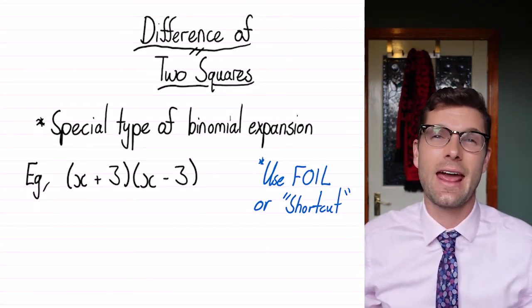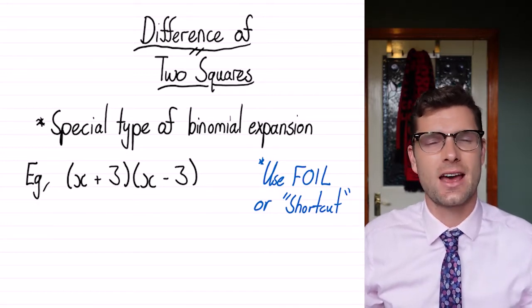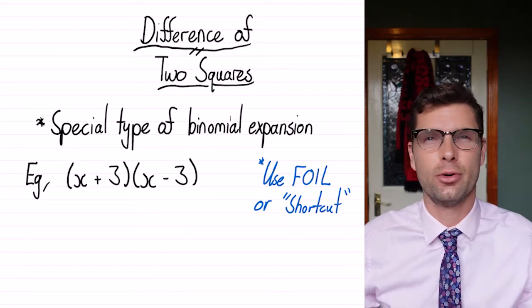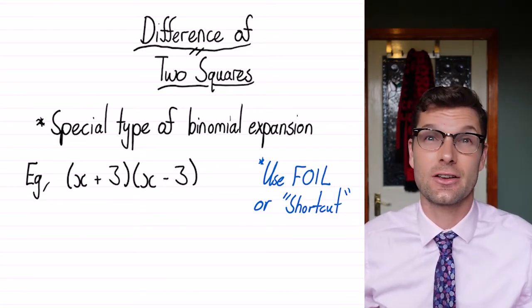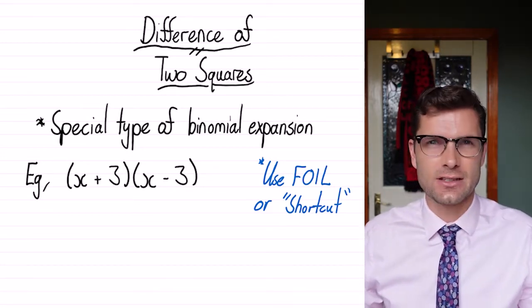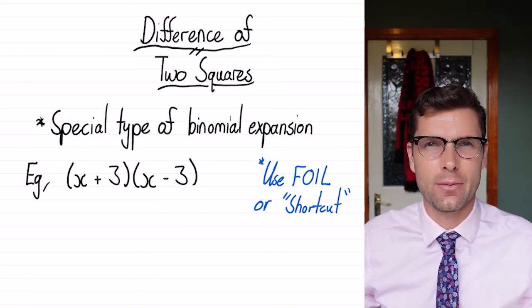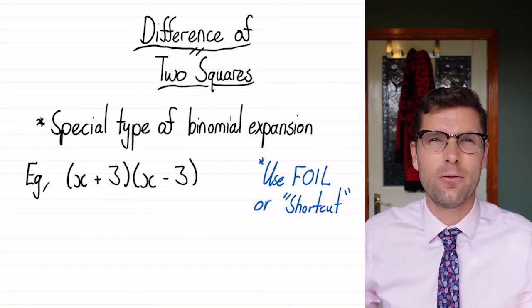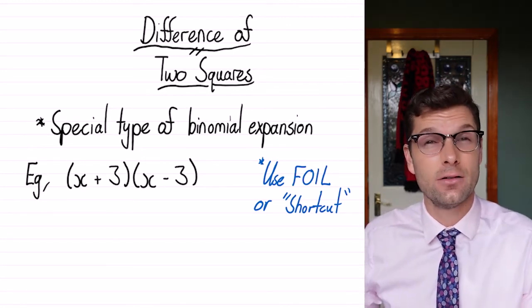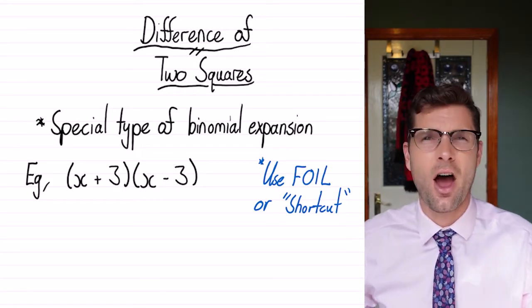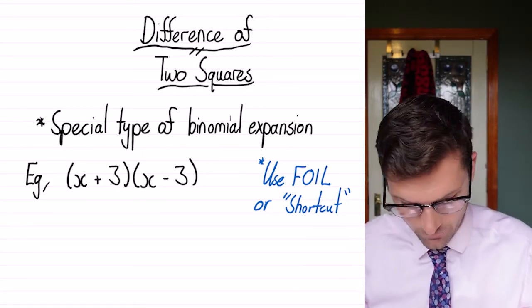Today we're going to be looking at the difference of two squares. So really this is just a special type of expanding a binomial product and the factorization that goes along with it. So we've got something like this. We've got (x + 3)(x - 3), both in brackets. And we can solve this quite easily using either FOIL, which we did a couple of lessons ago, or with the shortcut. I'm going to do it with FOIL just to start off.